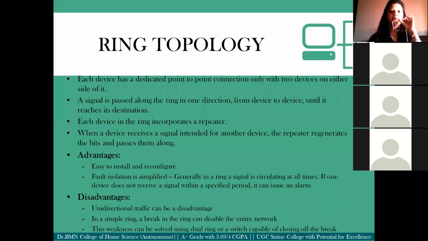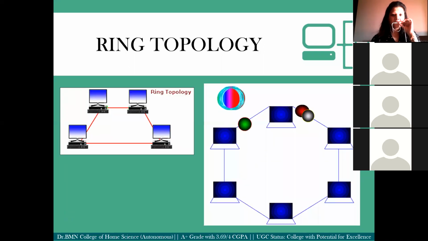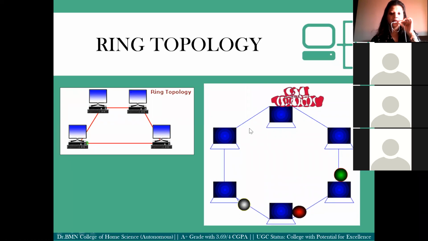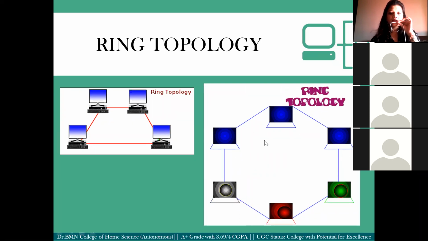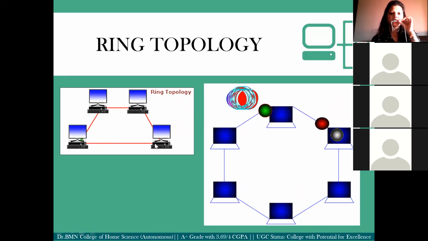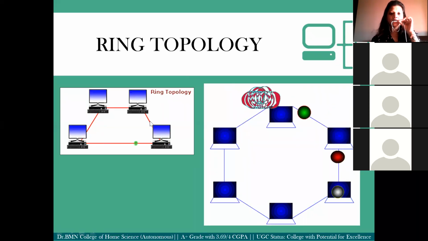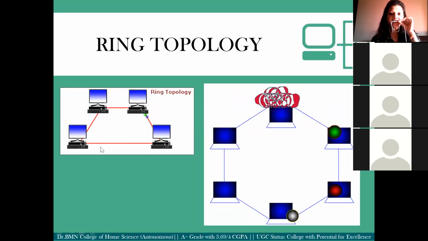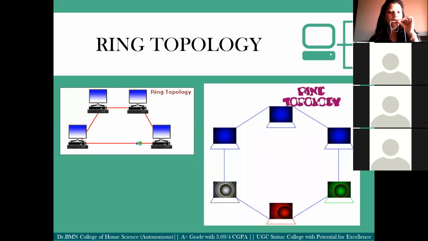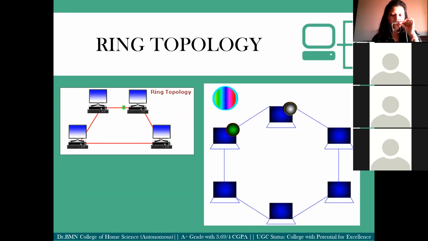Now, ring topology. Just have a look at the diagram of the ring. See how these bubbles are transmitting in one direction in a circular motion. Can you see? Even in the left hand side diagram, the transmission is happening only in one direction in circular motion. This kind of arrangement, which is in ring shape, is known as a ring topology.